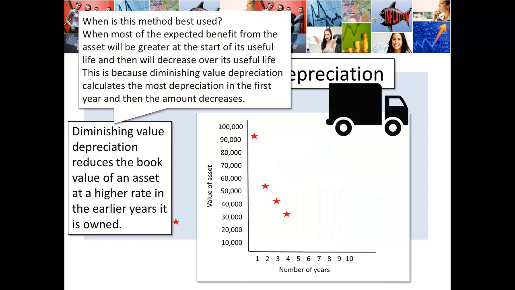So as opposed to straight line depreciation where the value of the asset was depreciated at the same amount each year, diminishing value is proportionally more in those earlier years, and then the depreciation amount becomes less and less in the later years of the life of the asset.